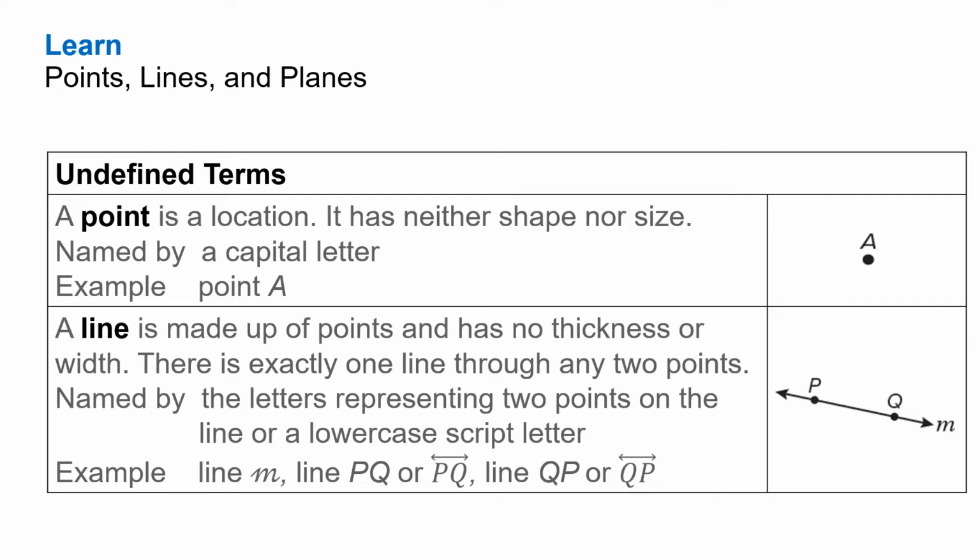A point is a location. It has neither shape nor size. We name a point by a capital letter. You can see in this diagram that we represent a point as a dot. Notice the uppercase or capital letter A. That is the name of that point.